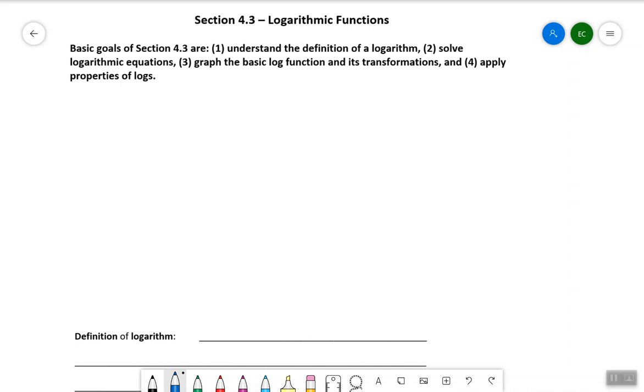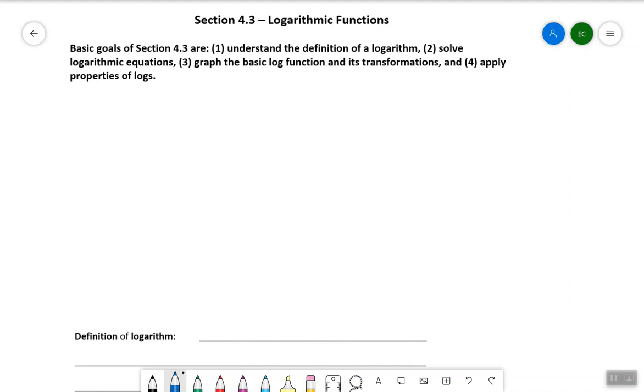We're starting section 4.3. We're talking about logarithms. The goals for this section are to understand what a logarithm is, to solve equations with logarithms, to graph log functions, and to apply the properties of logs.